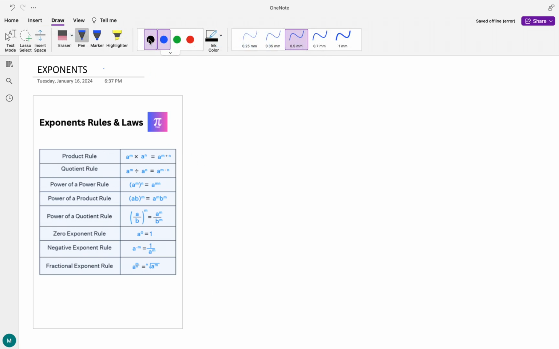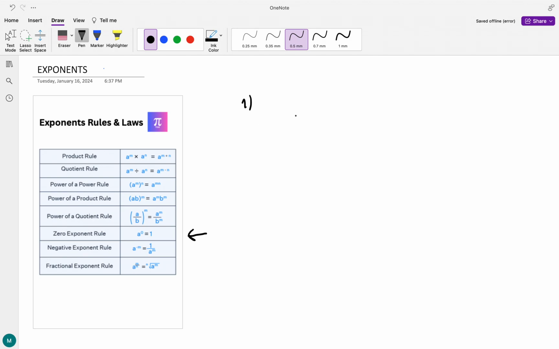So we have product rule, quotient rule, power of a power rule, that's a mouthful, power of a product rule, power of a quotient rule, zero exponent rule, negative exponent rule, and fractional exponent rule. Okay, so I'm going to start with this one. I think a lot of people are confused about the zero exponent rule because you have learned that anything multiplied by zero is zero, but we are not multiplying here. We are putting things into power. We are putting a number, a variable into a power. So let's start with that.